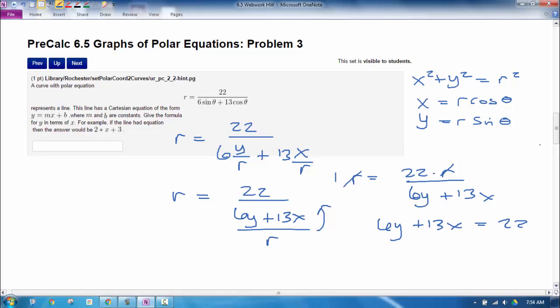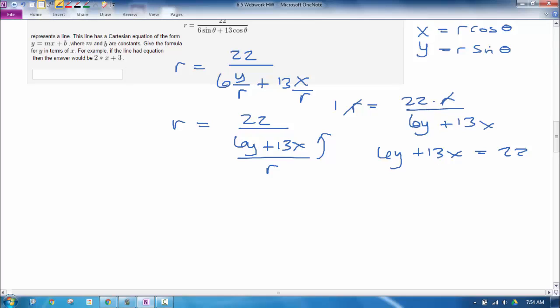Now there's my line in standard form, and I want to put it in y equals mx plus b form, so I've got to solve for y. So I get 6y equals negative 13x if I move the x over, plus 22, and then just divide through by 6.